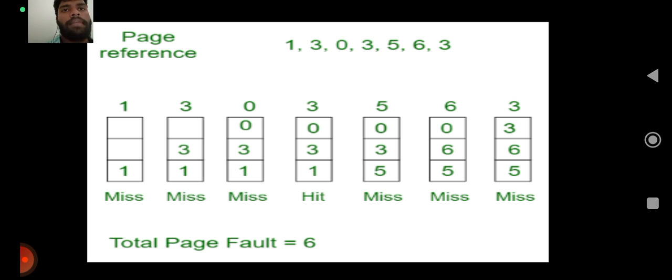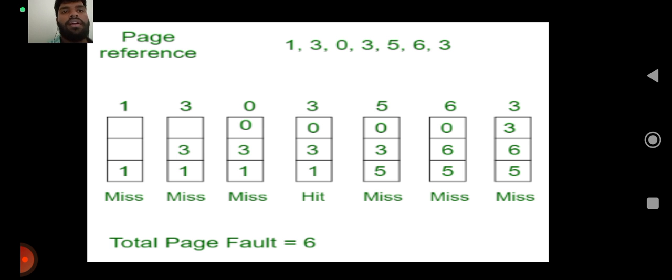Consider a page reference string 1303563, and we have three frames. Now we bring 1, and it's a page miss. Now we bring the 3, and it's also a page miss. And next let us bring the 0, it's also a page miss. And next let us bring the 3. It's already there inside the main memory, so we are not required to bring the 3, and it's a page hit, that is the data is already available. And next we have to bring the 5.